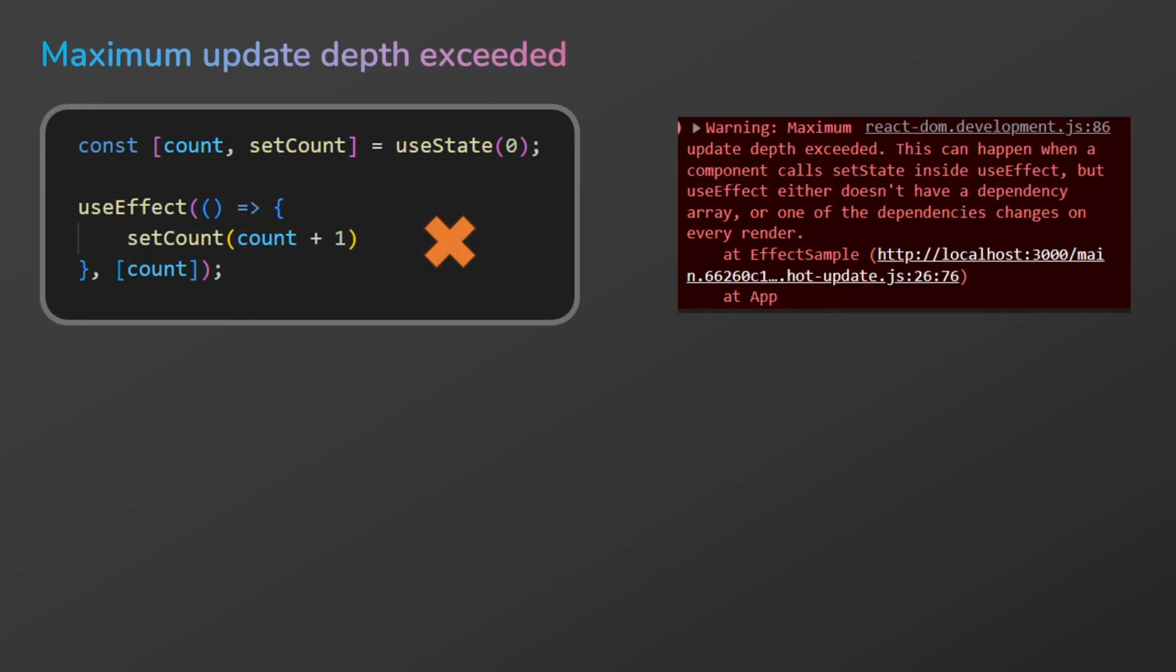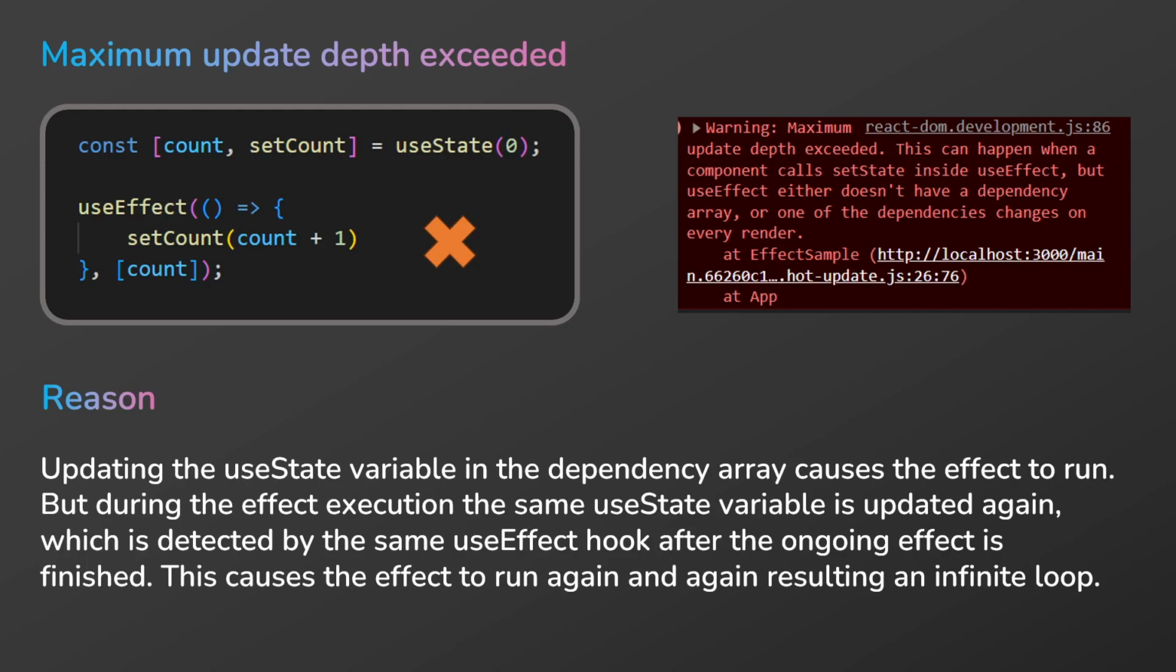When using the useEffect hook, you might come across this error, which indicates maximum update depth exceeded. When we update a useState variable in the dependency array, it causes the effect to run. But during the effect execution, the same useState variable is updated again, which is detected by the same useEffect hook after the ongoing effect is finished. This causes the effect to run again and again, resulting in an infinite loop.